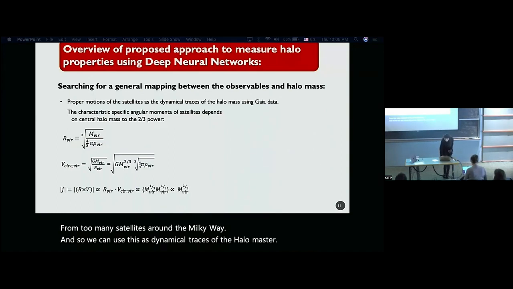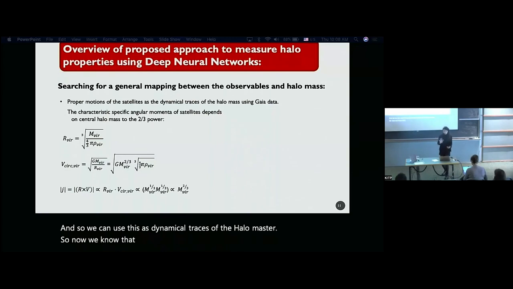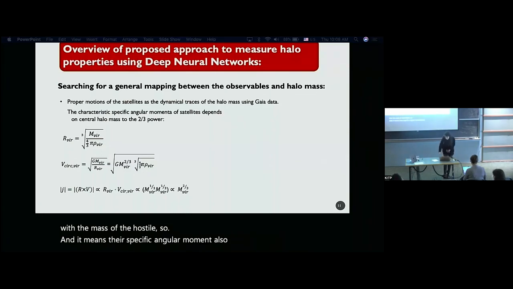And so we can use these as dynamical tracers of the halo mass. Now we know that satellites have distances and velocities that both increase with the mass of the host halo. So it means their specific angular momentum also scales with a power of halo mass.